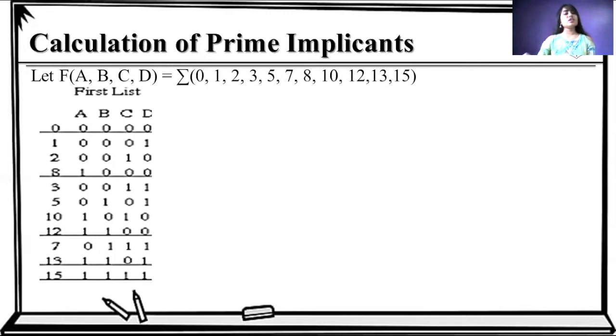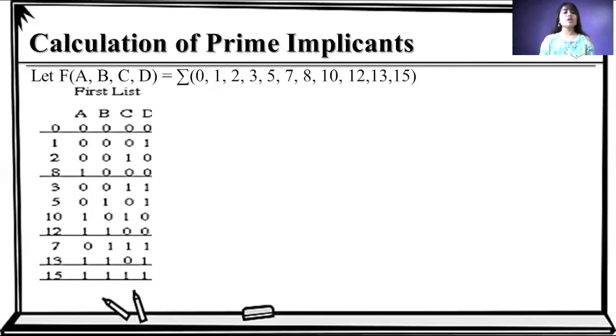Then we have the next group in which the number of ones is 1 time. That means in 1, 2 and 8 we have number of ones 1 time. For 1 we have 0001. For 2 we have 0010. For 8 we have 1000. So here we have the second group according to number of ones 1 time.